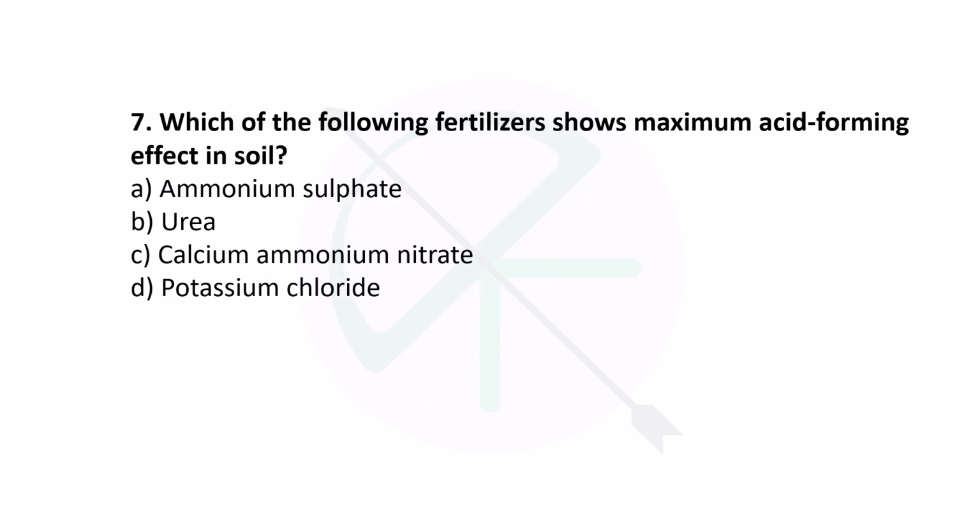Next question is, which of the following fertilizers show maximum acid forming effect in soil? The right answer for this question is option number A, ammonium sulfate. Right.